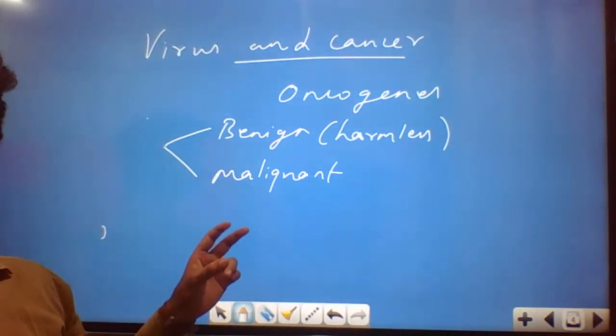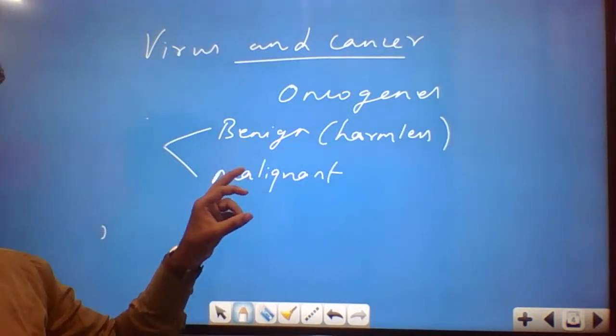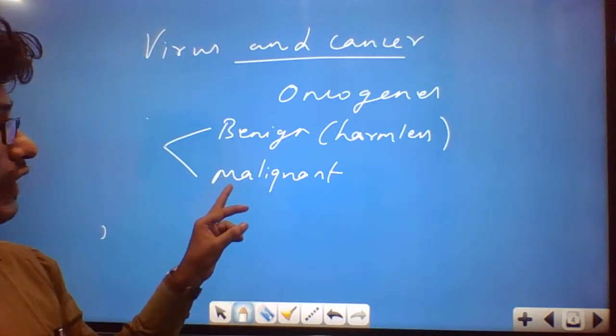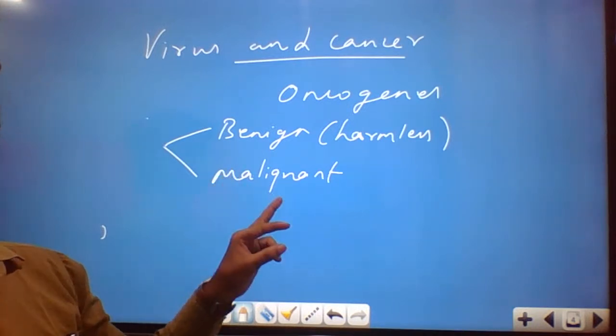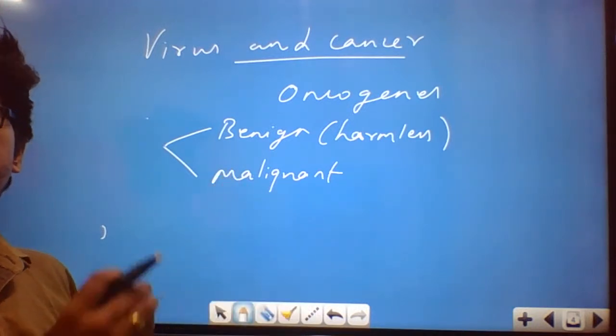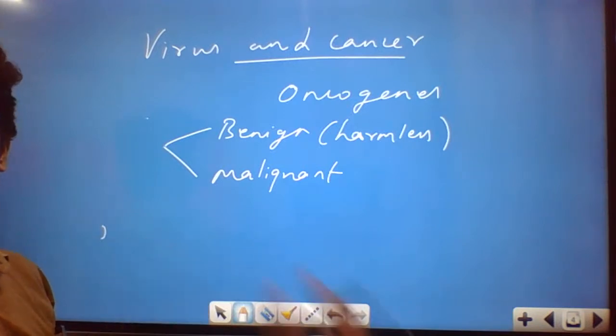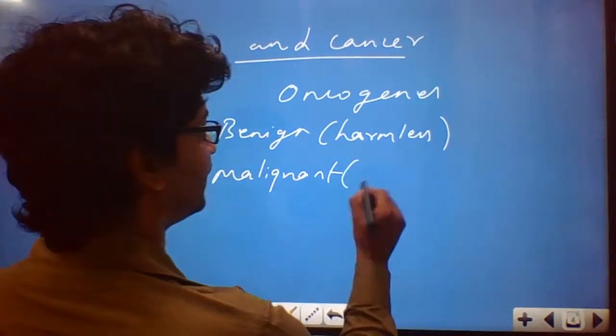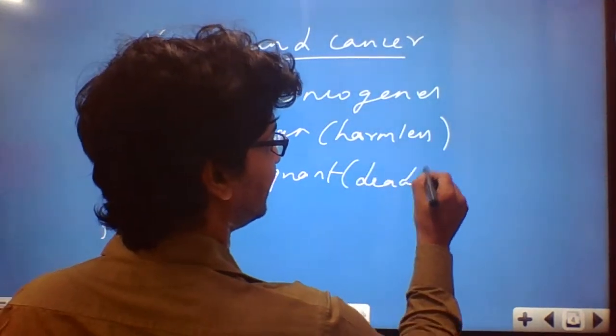The reason is that a benign tumor might be confined to one particular location, whereas a malignant tumor has a deadly manifestation because the cancer tissues get disseminated through the bloodstream wherever the blood flows, so even other organs or other parts of the body can be affected in the case of malignant. So malignant is deadly.